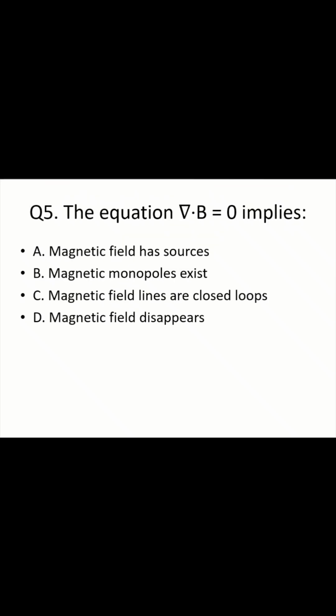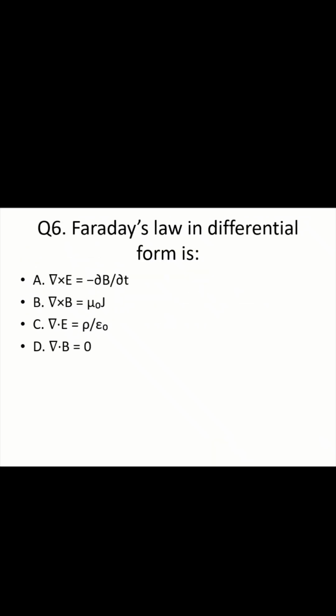Coming to the fifth question, the equation divergence of B is equal to 0 implies magnetic field has sources, magnetic monopoles exist, magnetic field lines are closed loops, magnetic field disappears. So the correct option is option number C, magnetic field lines are closed loops. Question number 6, Faraday's law in differential form is option number A, B, C or D. So the correct answer is answer number A, that is curl of vector E is equal to differential form of B, that is magnetic field.